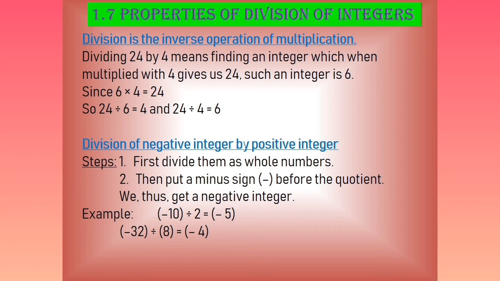Division of a negative integer by a positive integer. Step 1: First, divide them as whole numbers. Step 2: Then put a minus sign before the quotient. We thus get a negative integer. Example, -10 ÷ 2 = -5. -32 ÷ 8 = -4.